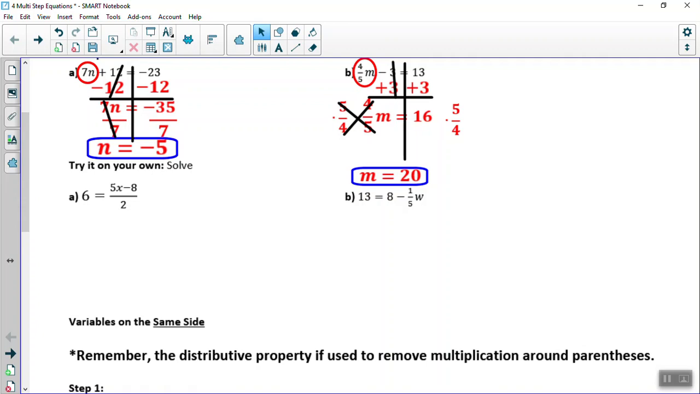Remember, these are just try on your own, so try it. This one over here, I'll tell you that that minus sign goes with this term and makes that negative 1/5 w. So keep that in mind when you try that one. Okay, go ahead and pause your video now.